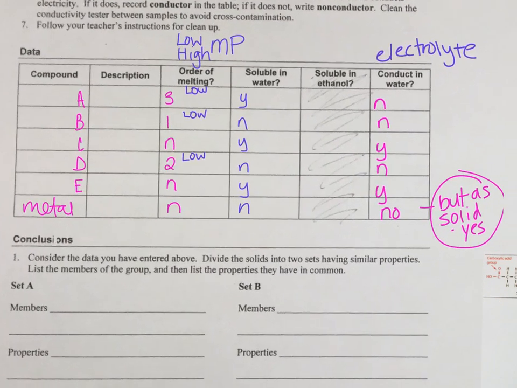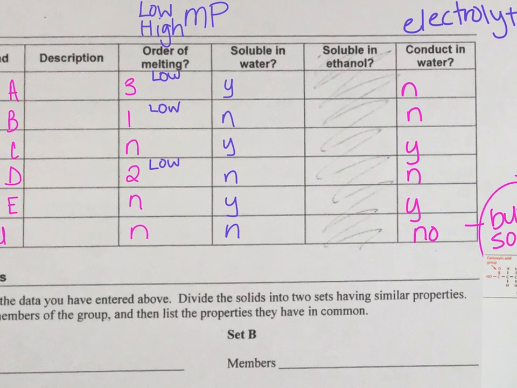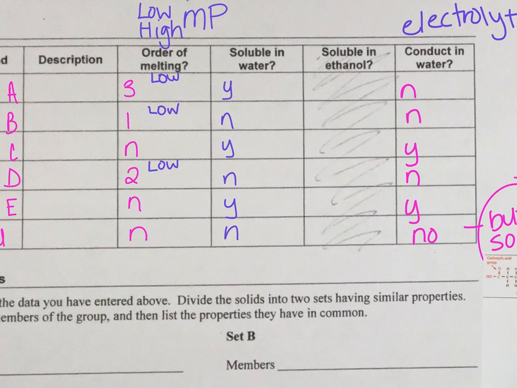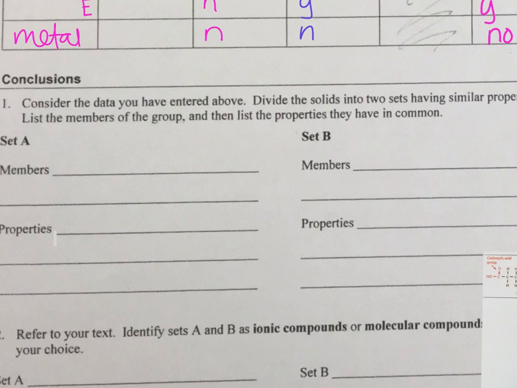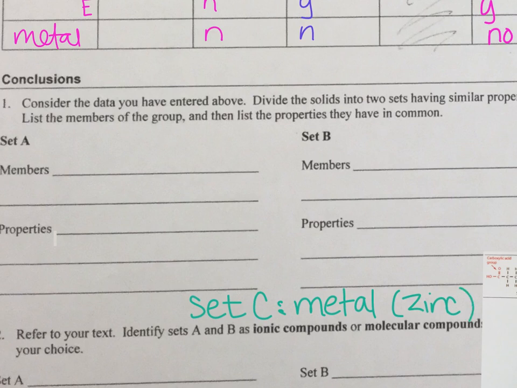All right, okay, so using this information, we needed to break the things that were similar into two different categories, set A and set B. Okay, we're just going to go ahead and below set A and set B, we're going to write one for set C. You're going to write metal because the metal had its own set of properties and it's a different type of bonding. It's metallic bonding. Okay, so you can write zinc next to it. I'll just go ahead and reveal that one already too. That was a piece of zinc that you were dealing with.